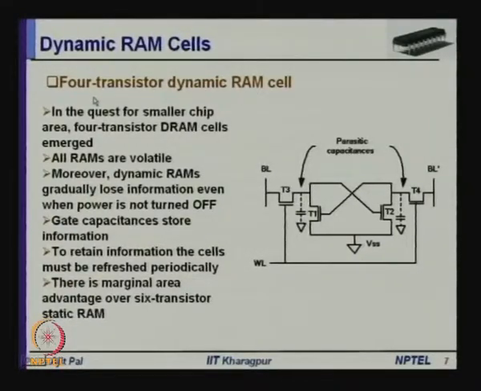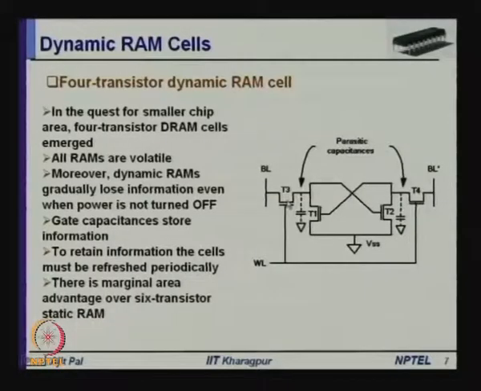Historically, the dynamic RAM was proposed to reduce the number of transistors per cell. We have seen that in a static RAM the number of transistors is 6, and obviously it occupies a large area. How can the number of transistors be reduced? First, what was done was that the PMOS transistors were removed and the structure was somewhat like this. Now you have a 4 transistor cell. Those PMOS transistors are no longer present here.